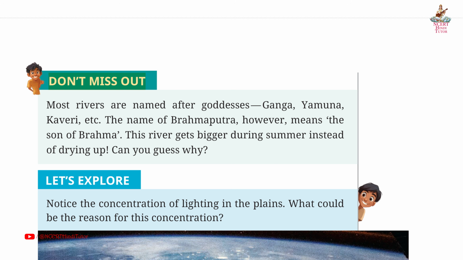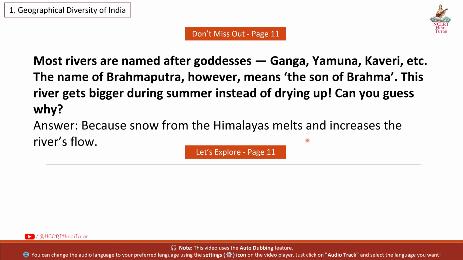Don't miss out page 11. Most rivers are named after goddesses: Ganga, Yamuna, Kaveri, etc. The name of Brahmaputra, however, means the son of Brahma. This river gets bigger during summer instead of drying up. Can you guess why? Answer: Because snow from the Himalayas melts and increases the river's flow.